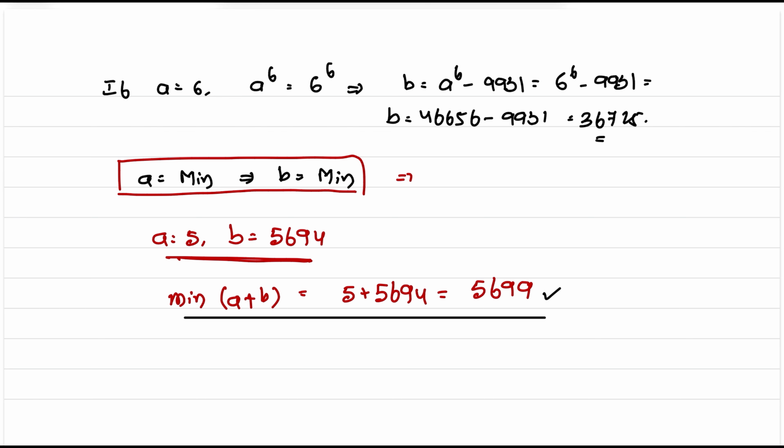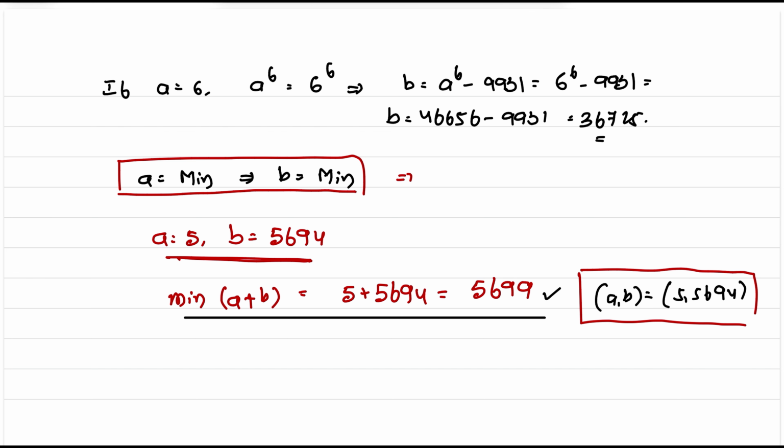A plus b minimum value is 5699 when a to the power of 6 minus b is equal to 9931, provided a, b are greater than 1. A, b are now 5 and 5694. This is the answer. A plus b is 5699. With this, I wanted to conclude.